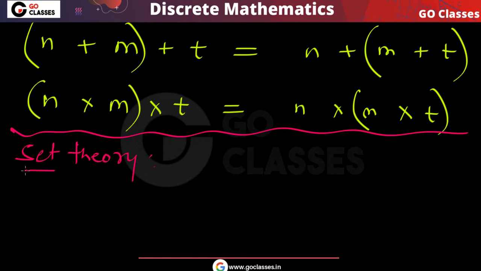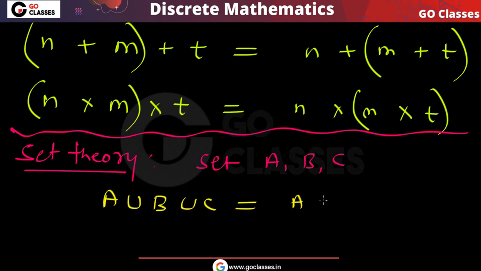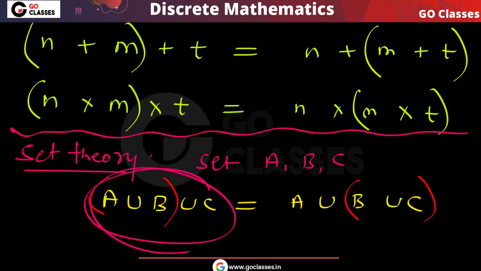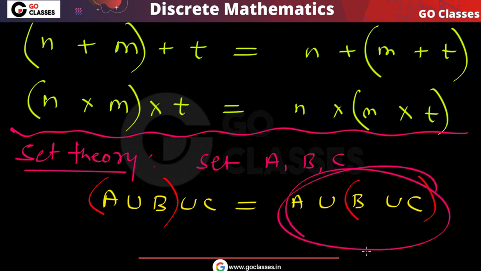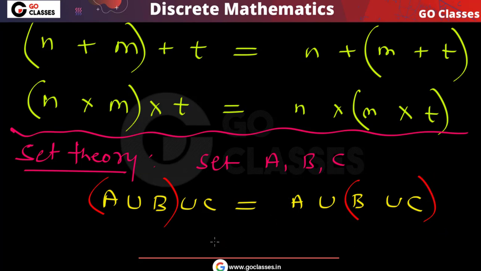In set theory, let's assume you have sets A, B, C. Can I say union is associative? For example, can I say that (A union B) union C is the same as A union (B union C)? Whether you do the first union first or the second union first, yes, that is correct. Because what is A union B union C? That is basically merging all the elements of A, B, C. So of course they are the same.